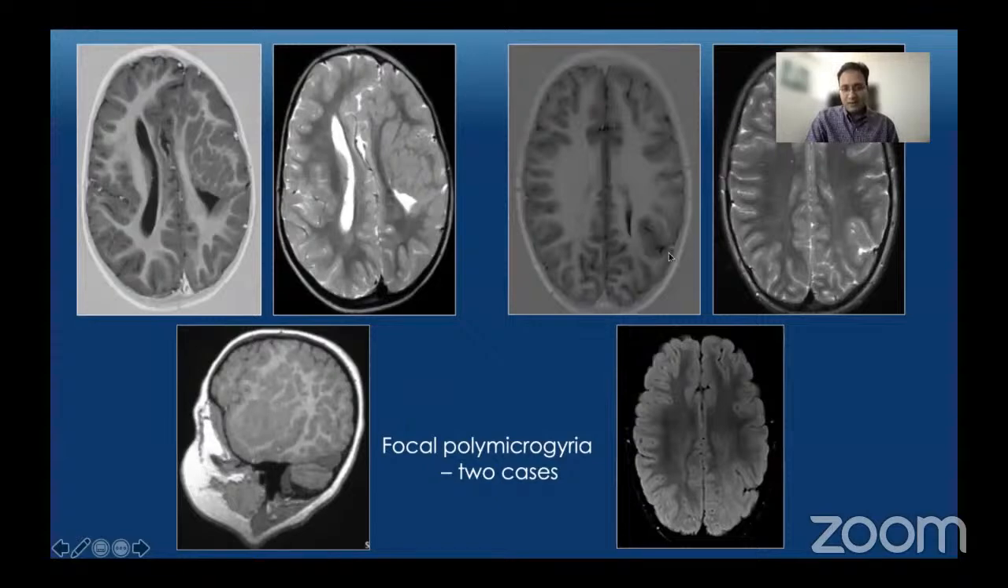This is another example of focal polymicrogyria, where in the left parietal lobe, we see an abnormally deep sulcus and a thickened lobular cortex lining the sulcus. Again, this is something that can cause seizures and needs a careful evaluation of MRI for diagnosis.